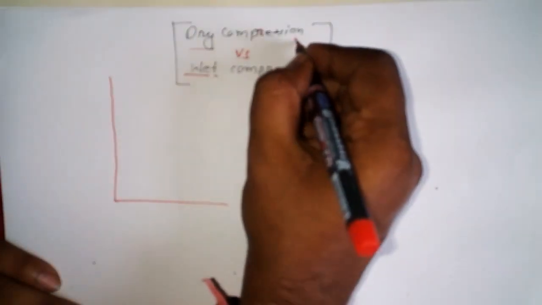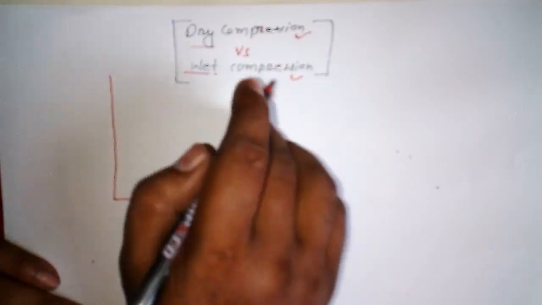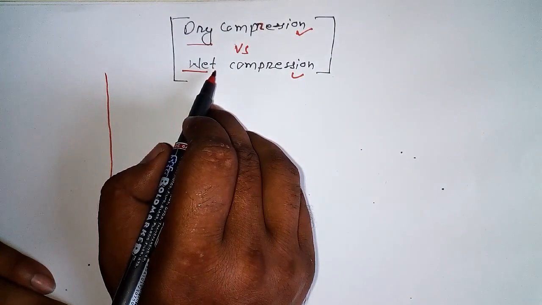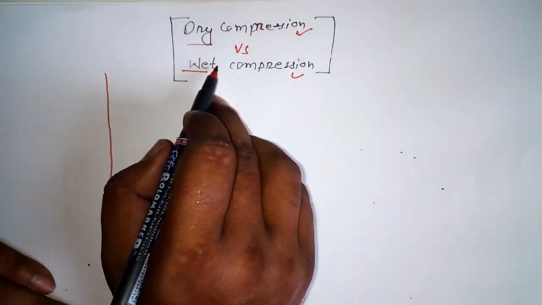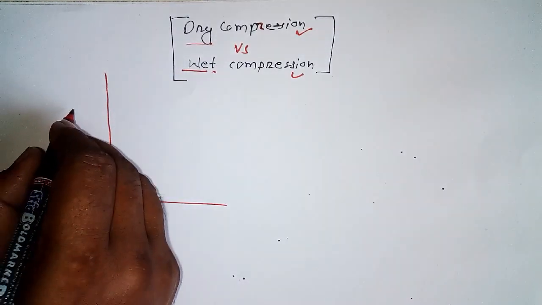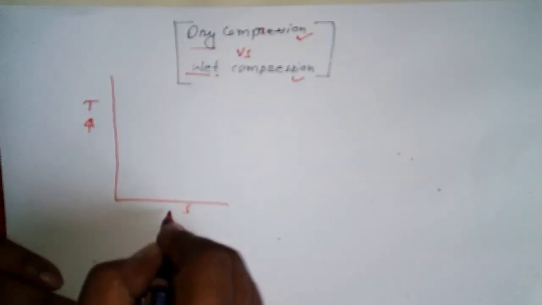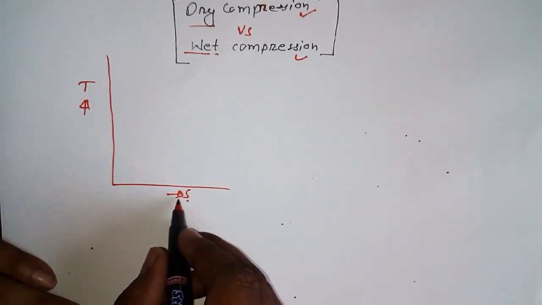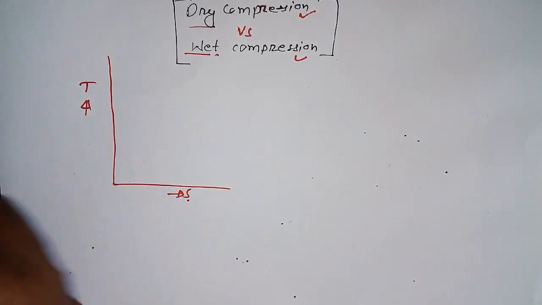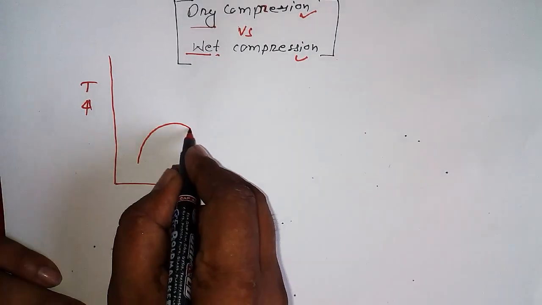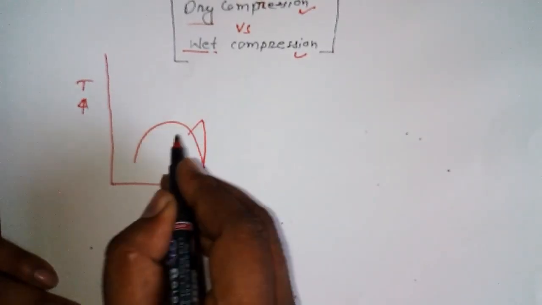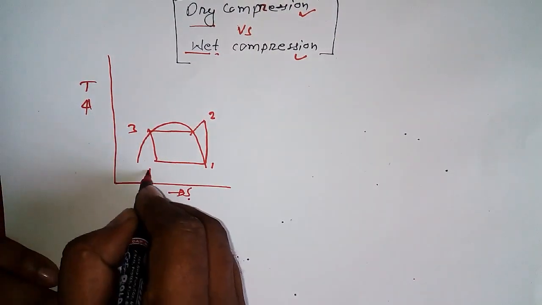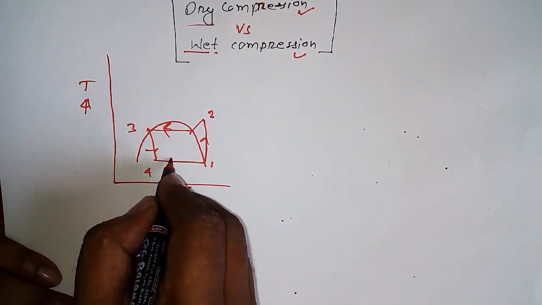And then I will share with you what the differences are, what the benefits of having dry compression are, and what the demerits or disadvantages of having wet compression in the VCRS cycle are. So we're going to draw the temperature and entropy diagram. We are taking S, entropy, as the x-axis and temperature as the y-axis. So this is it. I draw this again to keep these things in your mind. Every time you have to practice.